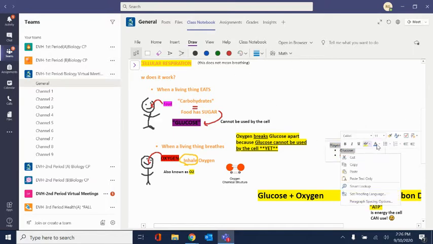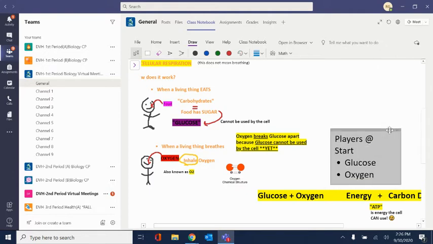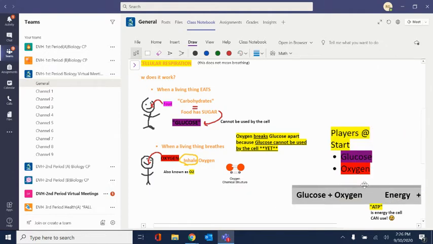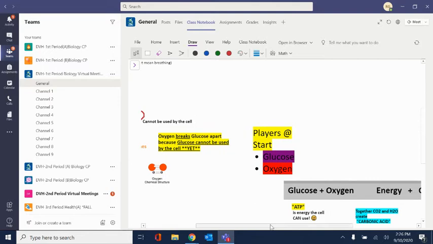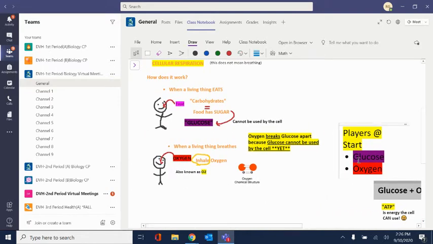I'm going to make this a little bit bigger so it's nice and open for you guys to see. So we have our players, glucose and oxygen. They are both super important for cellular respiration. Now, what is the actual process of cellular respiration?